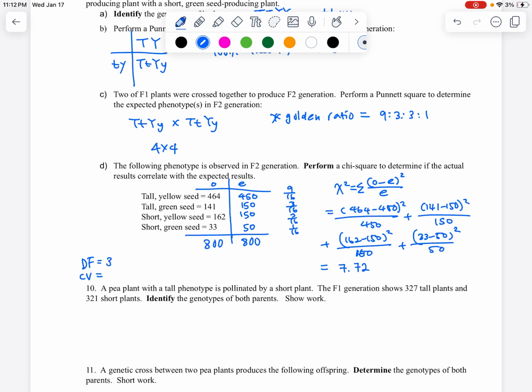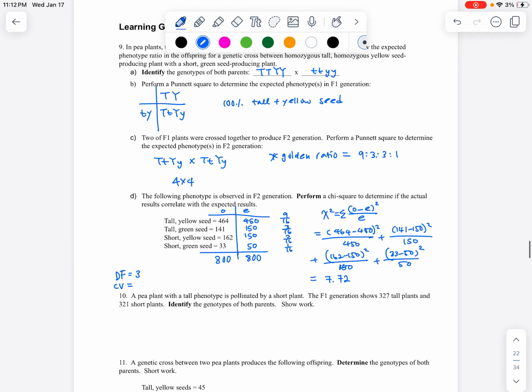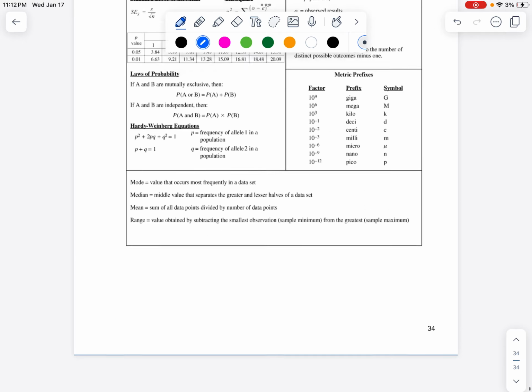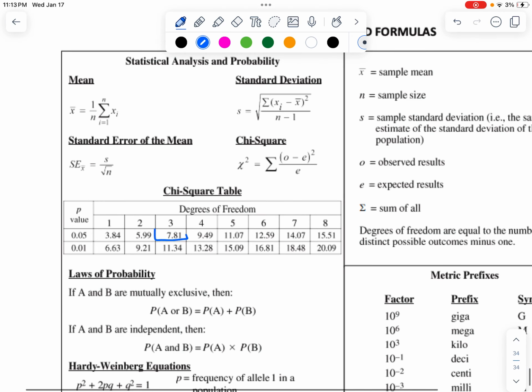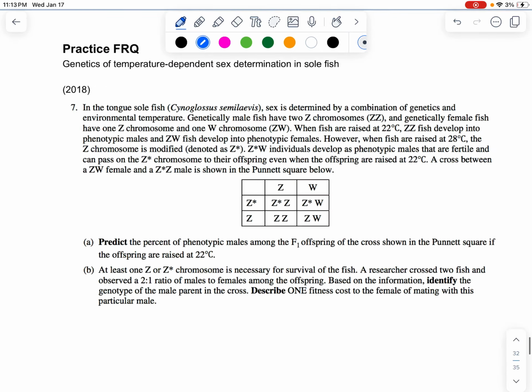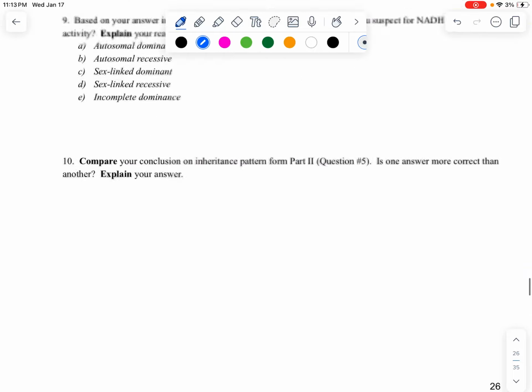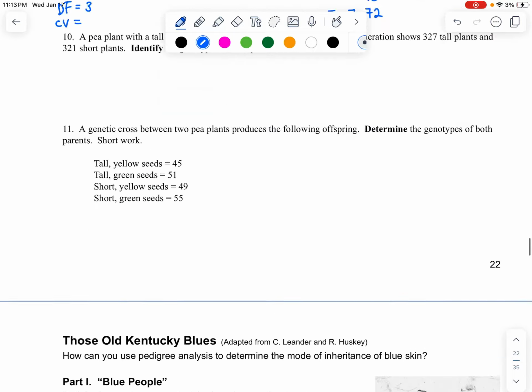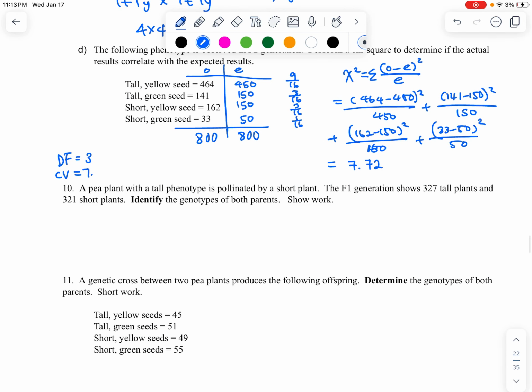And critical value is going to be, let me see. Let me look on the very last page. Okay, degree of freedom 3. In the 0.05 column, the critical value is 7.81. So let me go back to our question. So critical value is 7.81. So since our chi-square value is similar, but it's still smaller than critical value, we say we fail to reject, and therefore the expected results and the observed results are correlating with one another.